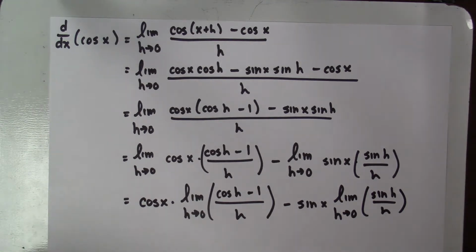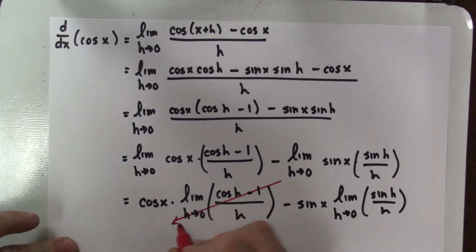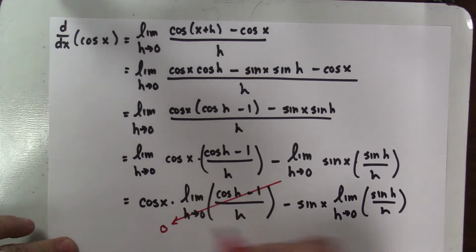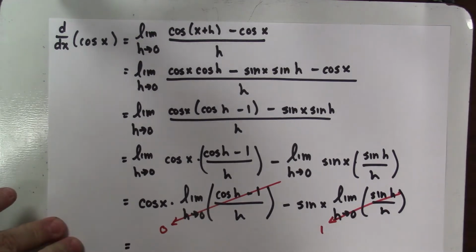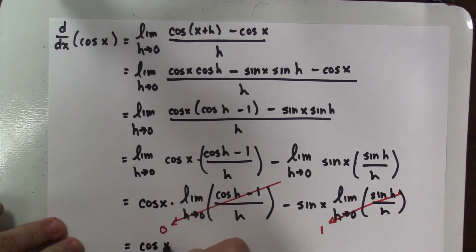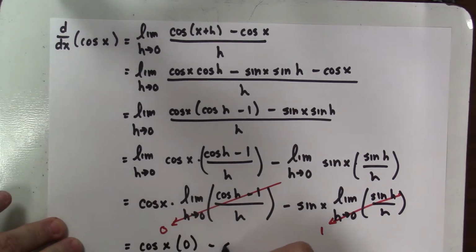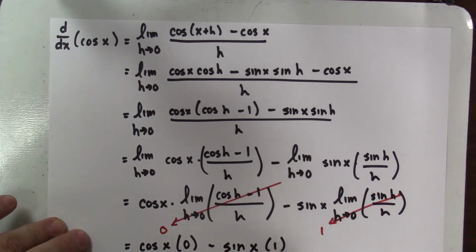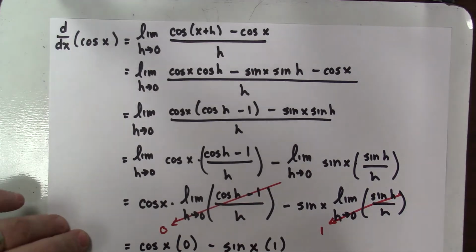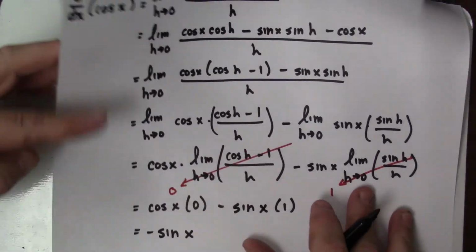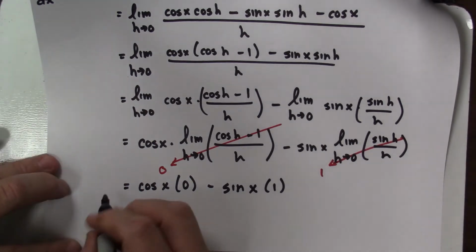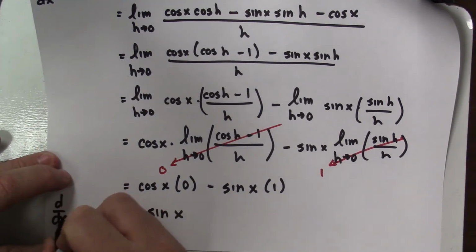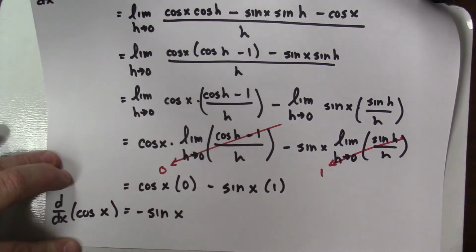Now, going back to those two critical things, this term is 0, this term is 1, and we get cos x times 0 minus sine x times 1, which means the derivative of cosine is negative sine. Got to scoot this up, I apologize. Cos x times 0 minus sine x times 1 means that the derivative of cosine is negative sine.